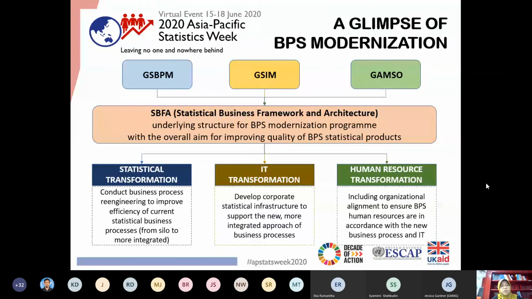The construction of SBFA referred to GSBPM, GSIM, and also GAMSO. The SBFA provides an underlying structure for the BPS modernization program, with the overall aim to improve the quality of statistics. Based on this SBFA, BPS undertakes its statistical transformation, its IT transformation, and also human resource transformation. In terms of statistical transformation, BPS re-engineers its statistical business process from a silo approach into a more integrated one.